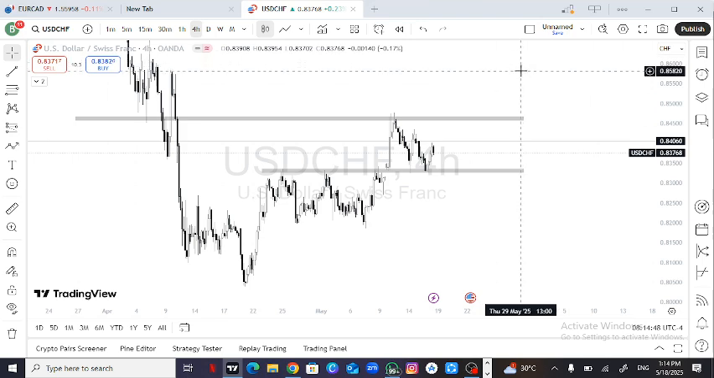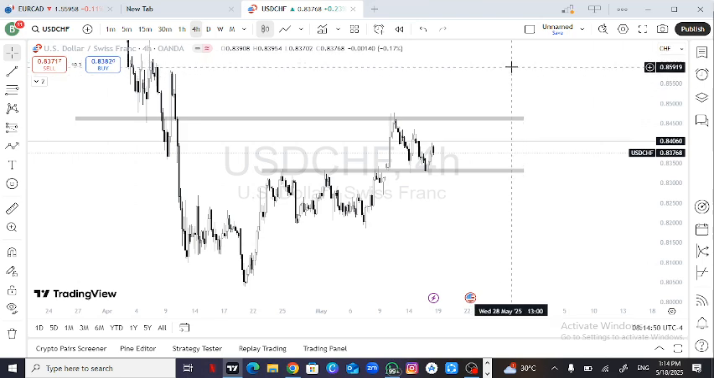So that is just it, guys. These are the simple pairs I'm analyzing for this week, due to the patterns I'm seeing.